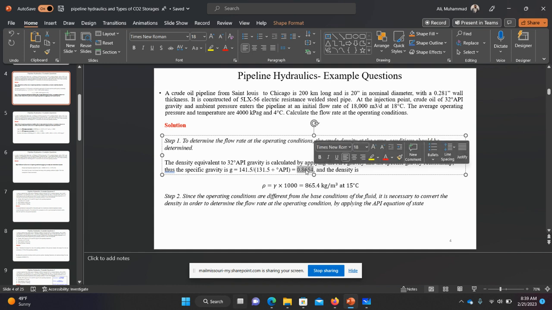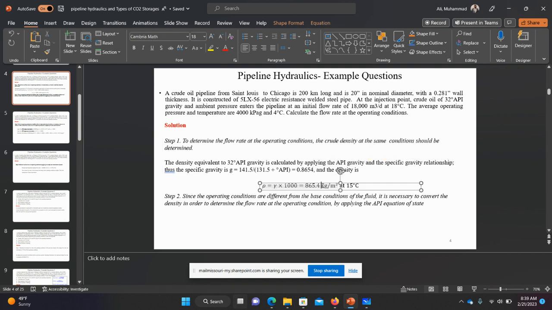Okay. And then if we multiply this specific gravity by 1000, we get the density of the fluid in kg per meter cube at 15 degrees centigrade. So this is the density of the crude oil that we are transporting at 15 degrees centigrade. Now in step number two, we have density at this 15 degrees centigrade, and we want to convert it to 4 degrees centigrade and 4000 kilopascal.